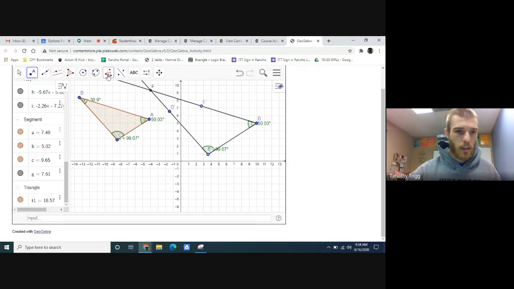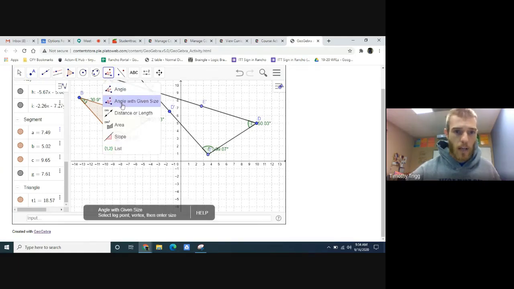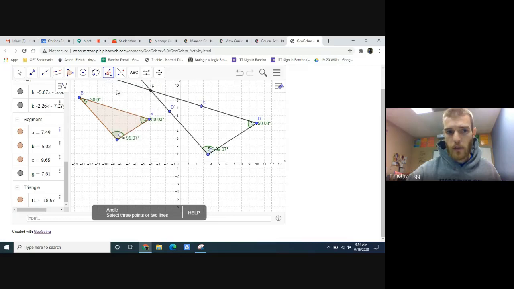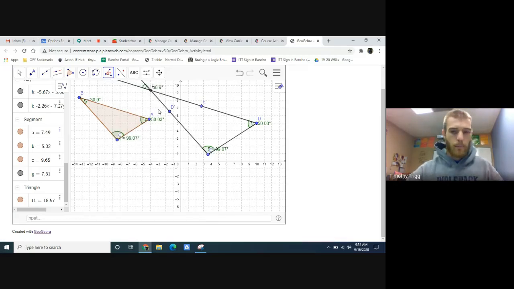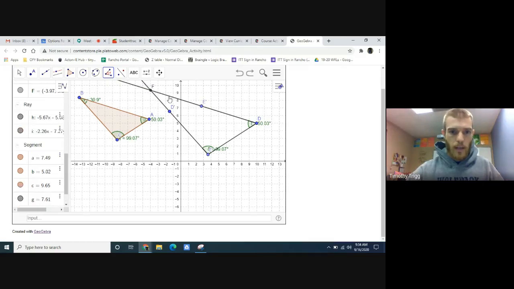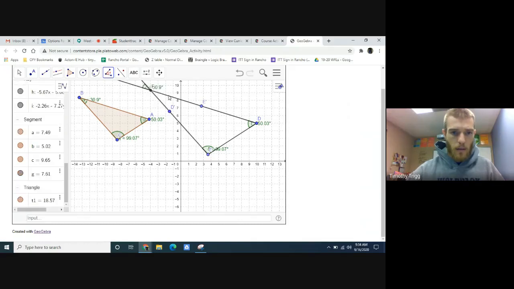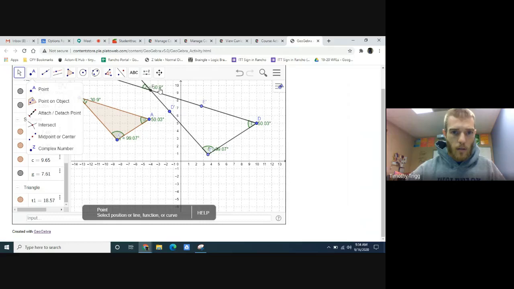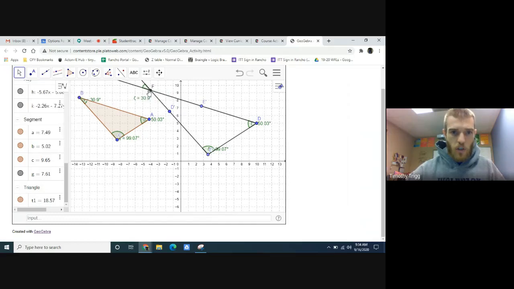So we will go ahead and click on this again. Go to angle, not angle with given size, the regular angle. Click that. Click here and here. Oh, we don't want that. That's not the one we want. Click here, then here. Oh, we don't want that. Click here, then here. That's okay. That's the correct angle measure. Even though it's showing it's the same as that. Okay, they're both the same measure. So that's fine. And it should match this as well.